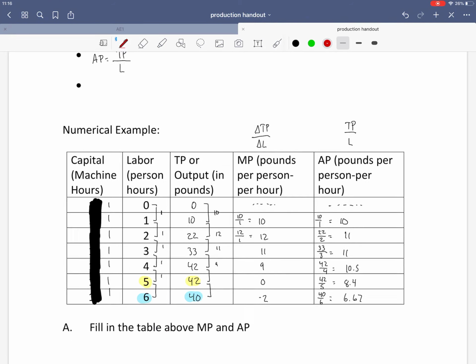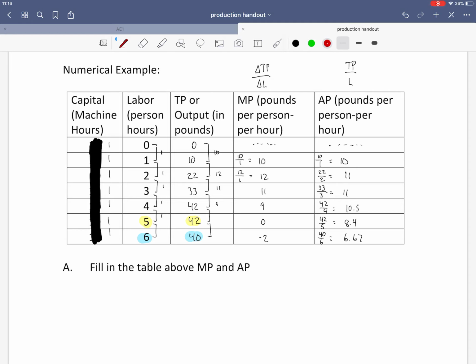So let's go back to our table down here. Now, if we look at our marginal product, where is it at its highest point? It's going to be right here at 12. So we can say that stage 1 of production is from 0 workers to 2 workers, where we see that our marginal productivity is at its highest.